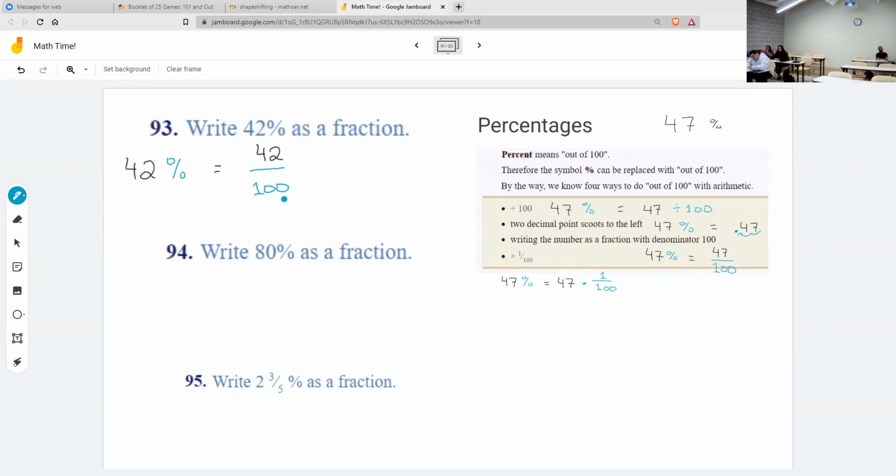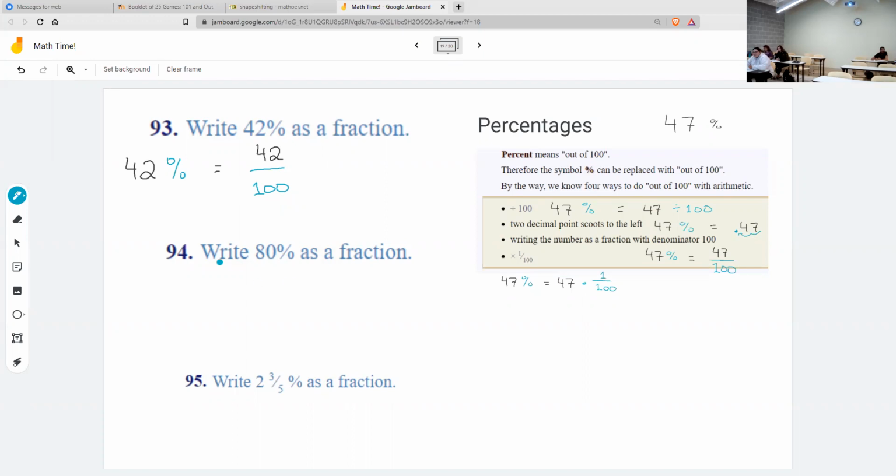Now, I'm not quite done. I've done what they asked me to. I wrote it as a fraction. But there's this annoying rule that fraction answers don't count as all the way finished until you reduce them. So because of that, I'm not quite done. But I've done what it told me to do. I've gone from percent to fraction. I just take away the percent symbol and replace it with an over 100. It's that easy.